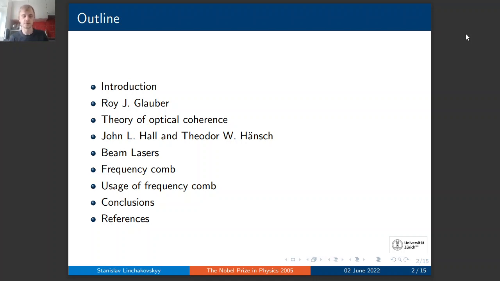This Nobel Prize was divided into two parts. The first was given to Roy Glauber for the theory of optical coherence, and you can understand that this is theoretical physics. Our course is Pro Seminar in Experimental Physics, so I am not going to spend too much time on this part. They can say this divergent integral is just a constant and we don't need to pay attention to it. So the main part of the report will be about John Hall and Theodor Hänsch and their frequency comb.